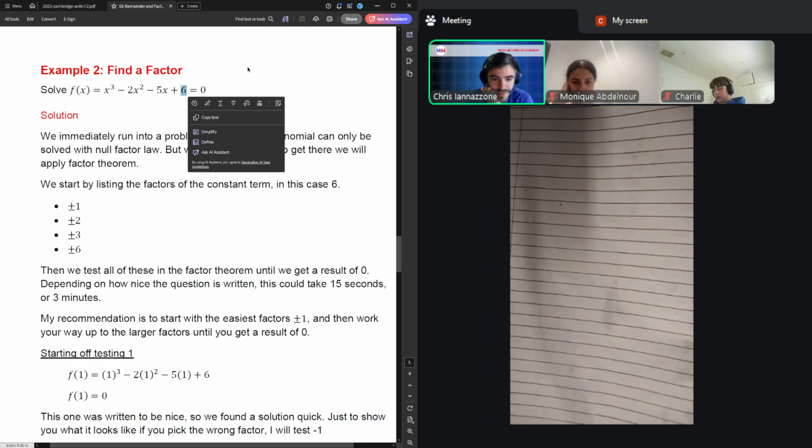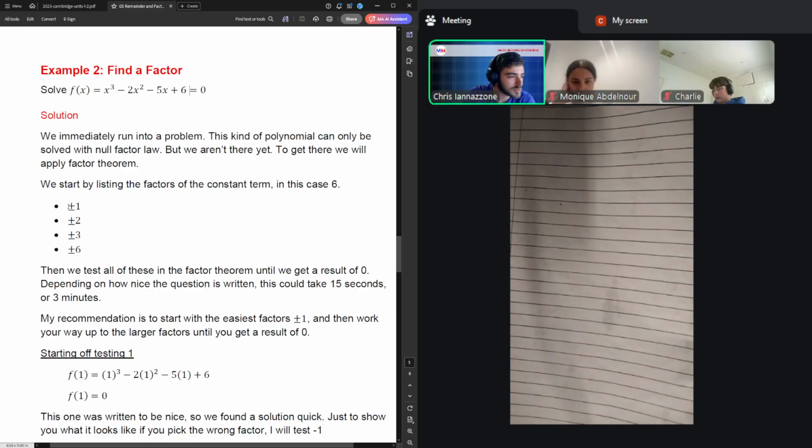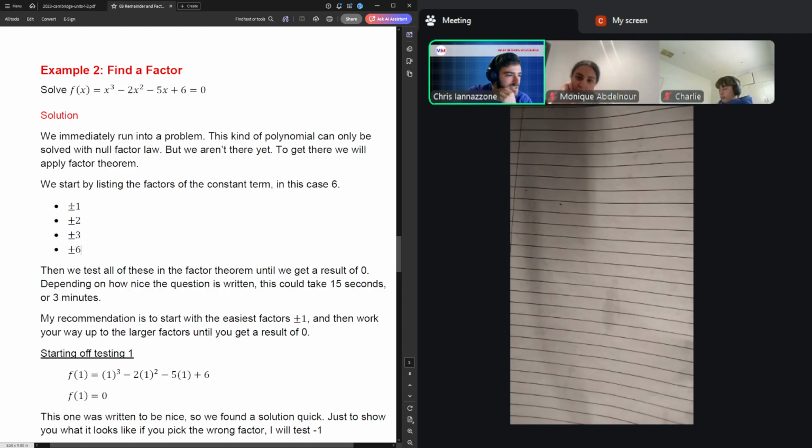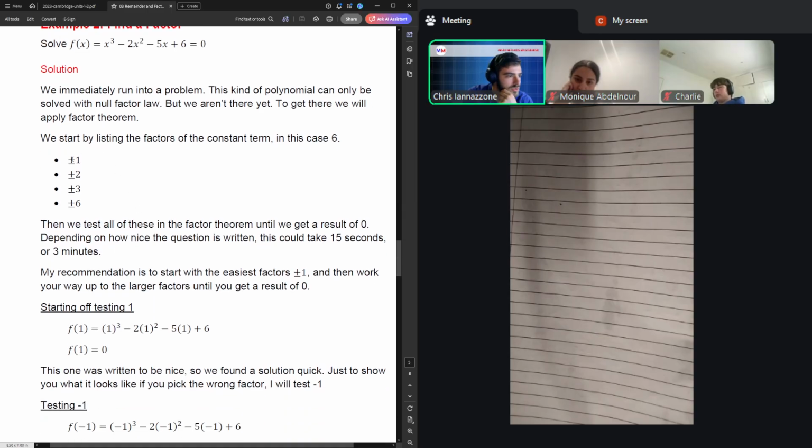What we do is we look at that last term at the very end, that plus 6. What we're essentially going to do is make a list of all the factors of that last term, the constant specifically. So that's going to be your plus minus 1, 2, 3, and 6. All those are factor pairs of 6. Then what you do from there is you simply test each of these individually until you get 0.